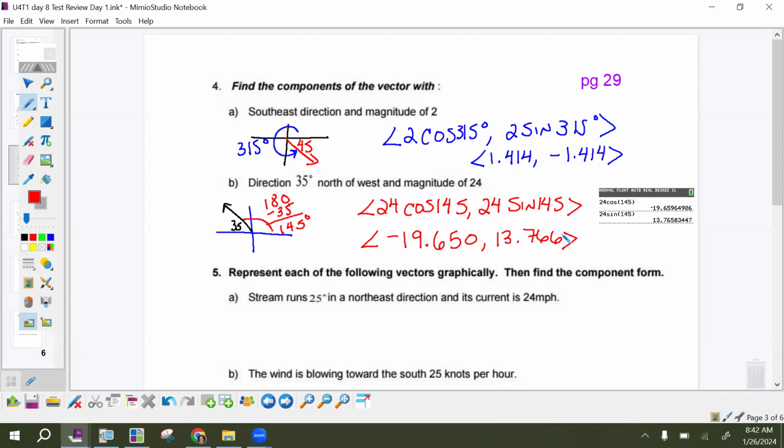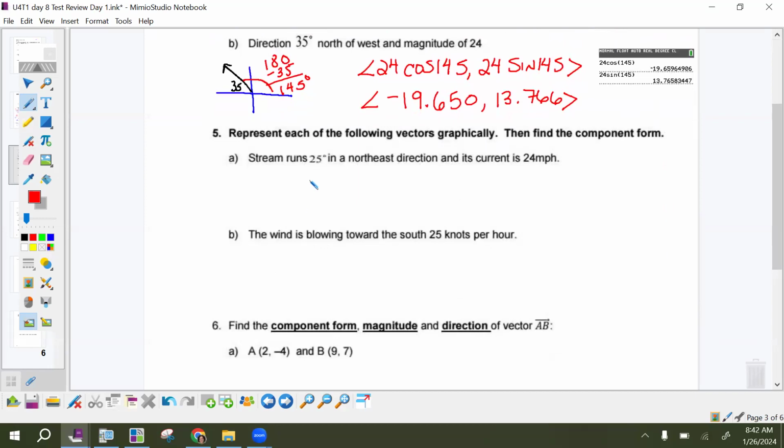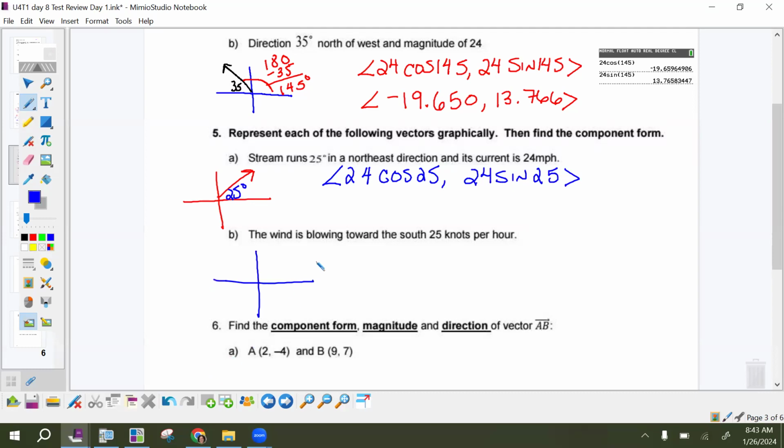All right, for number 5. Sketch it graphically, find the component form again. All right, stream runs 25 degrees in the northeast direction. So the reference angle is 25. We've got magnitude cosine 25, magnitude sine 25. I'm going to draw both and then I'll go to the calculator.